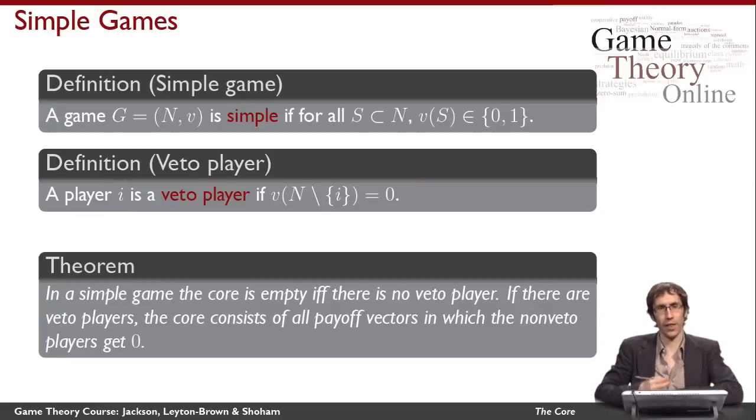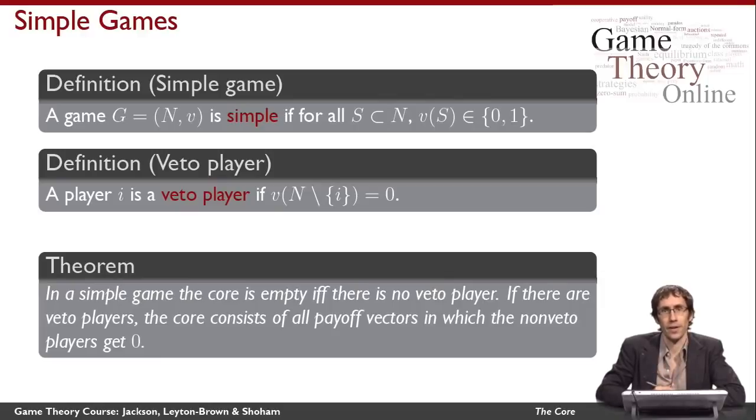Putting these two things together, it's possible to show that in a simple game, the core is empty exactly when there is no veto player. And that's precisely what we saw in our voting game example already. We had no veto player in the case where we needed a 51% majority because there was a coalition that didn't involve A, and the core was empty in that case.